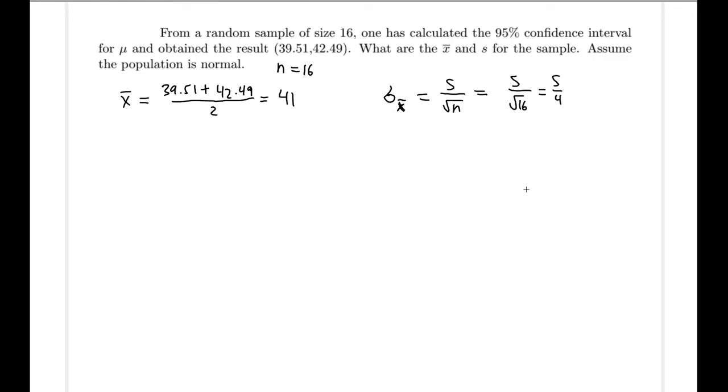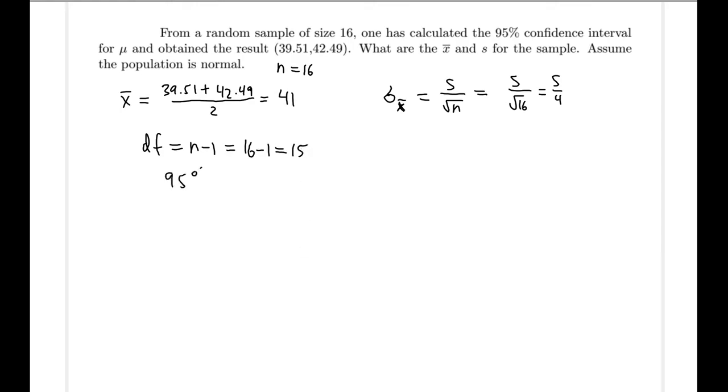Now, because we're going to be using the student distribution, the t-distribution table, we have to find the degrees of freedom. We know that formula is n minus 1. In this case, it's 16 because that's the value of n, subtract 1, you get 15. So the degrees of freedom in this case is precisely 15.